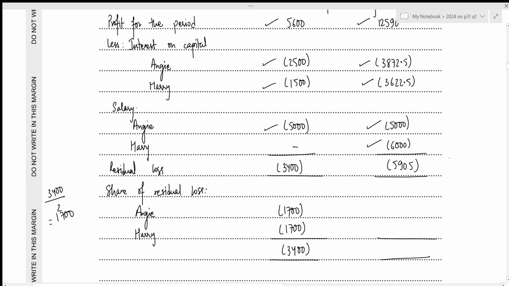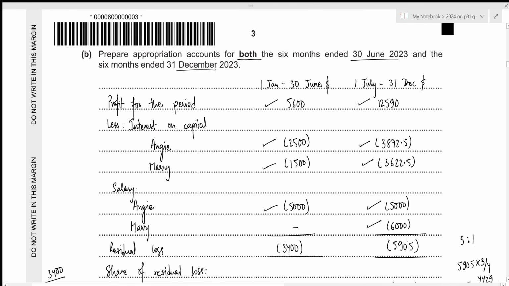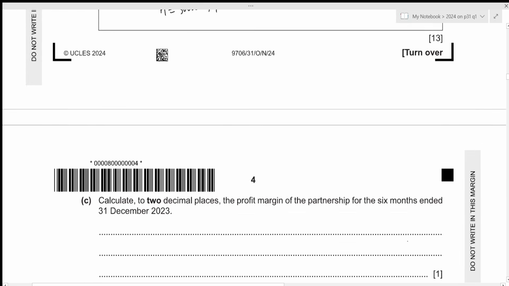Then for the second 6 months, the profit sharing ratio was 3:1. So the residual loss for Angie will be 5,905 times 3 by 4, which results in the value of 4,429. Then for Harry, that will be 5,905 times 1 by 4, which results in the residual loss of 1,476. And again, the sum of these two will result in the total residual loss for the period to be 5,905. Alright, that is all for our appropriation account. Let's move towards the next part.